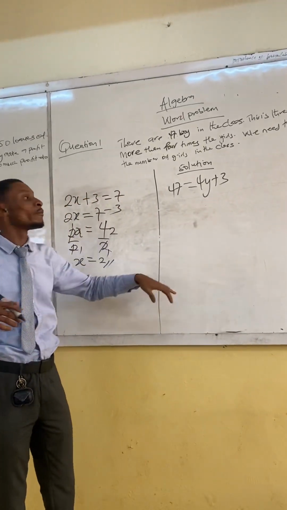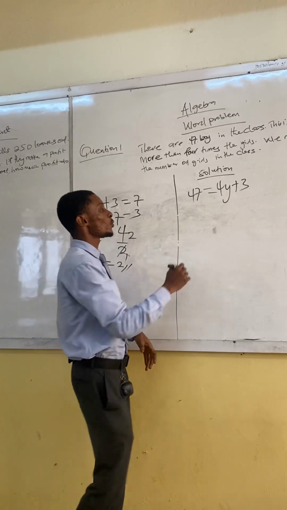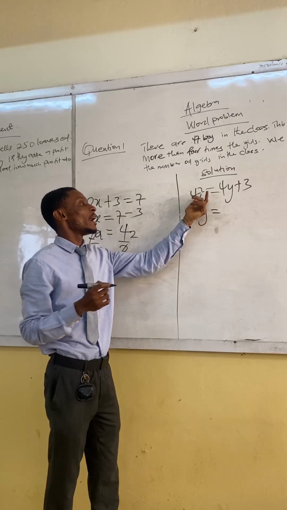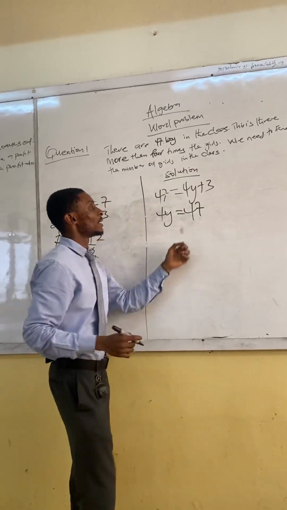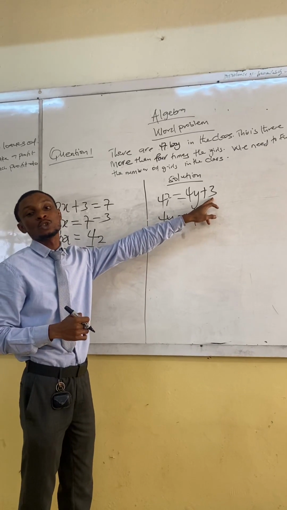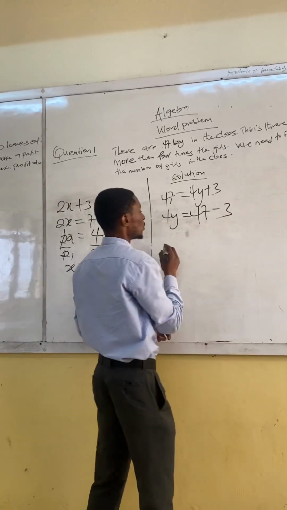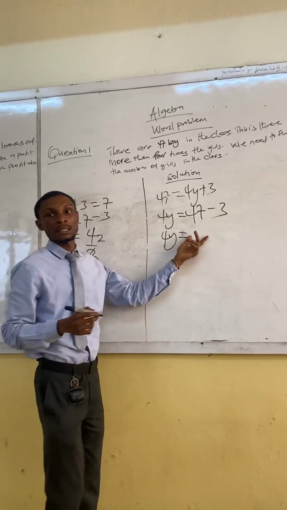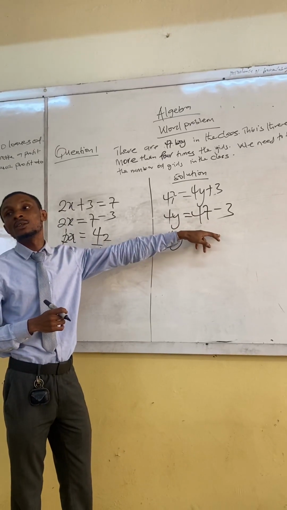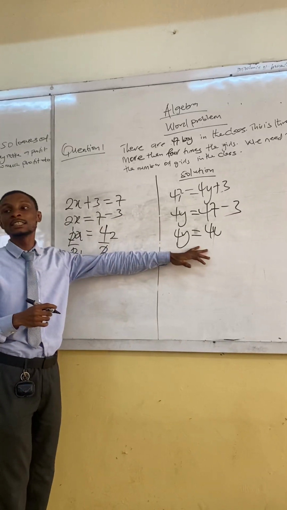And as I already told you, for us to solve for y, we need to isolate what? Y. So we have what? 4y is equal to, we have 47 here. So we bring 47, then 3 is negative. Sorry, 3 is positive here. So when 3 crosses this equal sign, it will get what? Negative what? 3. So we have 4y is equal to what? Francis, when you subtract 3 from 47, what are you going to get? Yes, we are going to get what? 44.